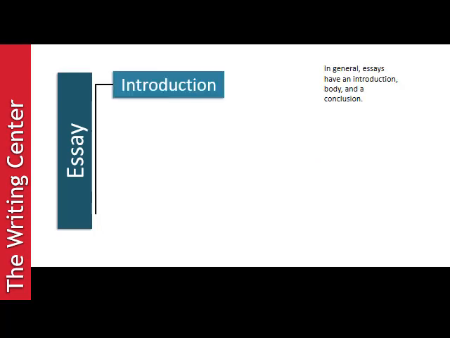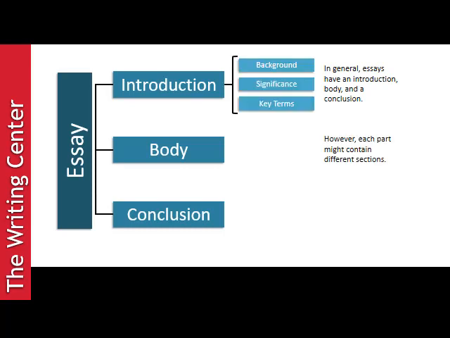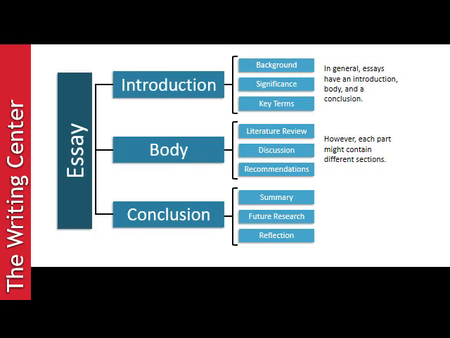Okay, so basic essay structure. An essay usually has three parts: an introduction, a body, and a conclusion. Depending on the kind of essay, each one of these might have different things. For example, an introduction might have a background, a significance section, key terms or definitions. A body section might have a literature review, a discussion section, recommendations for something to happen or for future research. A conclusion might have a summary, future research implications, and a reflection. So depending on the kind of assignment you are doing, you will have different components.